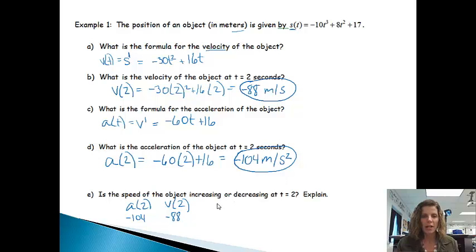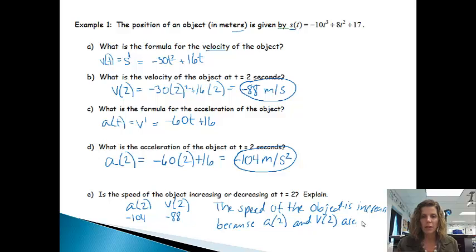So I could say the speed of the object is increasing because the acceleration at 2 and the velocity at 2 are both negative. I don't really need to explain that they're working together. I just say they are both negative or they're both the same sign, and that would be enough explanation. So hopefully now you can find the velocity and acceleration of an object and work with speed.